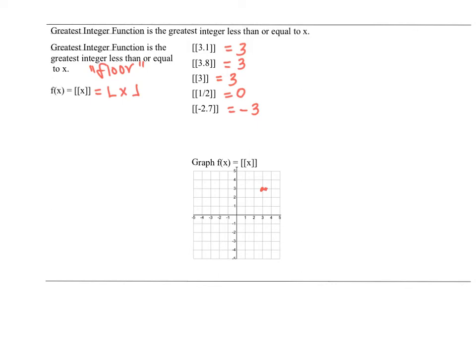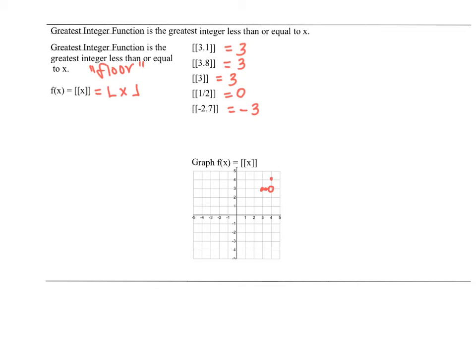That makes sense. Now when I get to 4, the greatest integer less than or equal to 4 is actually 4. So at 4, it has to hop up to here. Okay, but if I get to 3.999, that's going to stay down here. So I'm actually going to show that by doing this. At 4, it jumps up to the next level, but 3.99 is going to stay at 3. Okay, so this is 4.